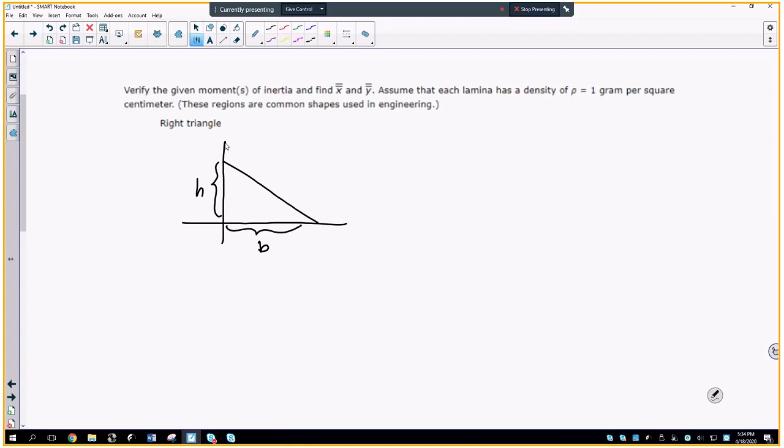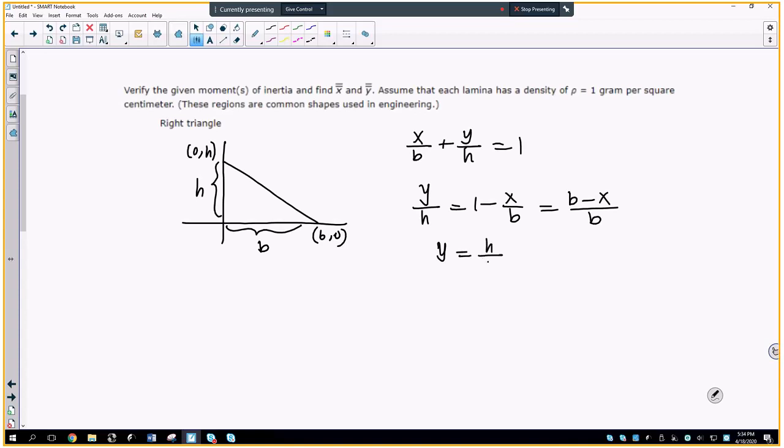So recall one thing, then this point over here is b comma 0 and this point being the y-intercept is 0 comma h. So the equation of this oblique straight line is x over b plus y over h is equal to 1. We need this expression in order to find the limits for x and y. So let's solve it for y, and we will get y over h is equal to 1 minus x over b, which is equal to b minus x over b. And that means y is equal to h over b times b minus x.